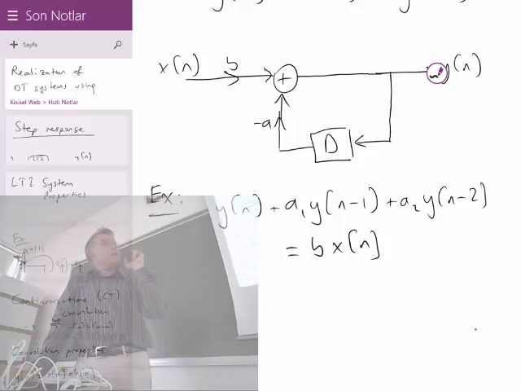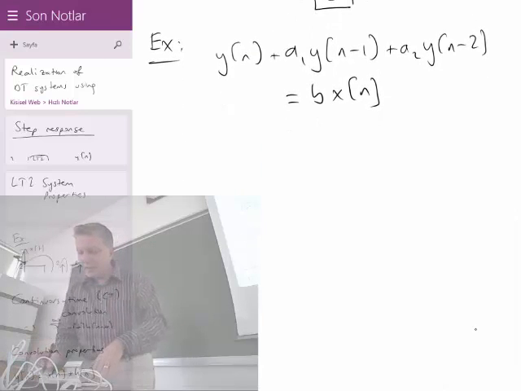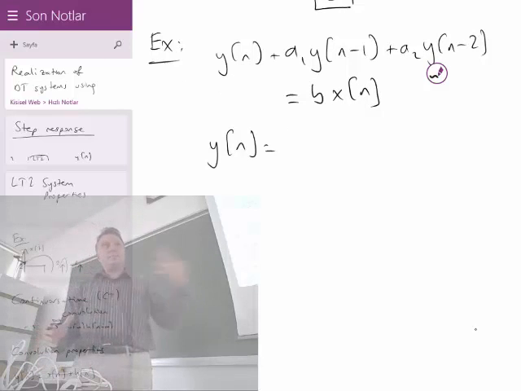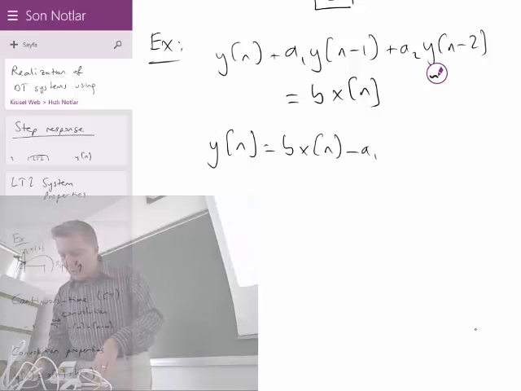The first one, the top example, was a first order difference equation, like the first order differential equation. This time we have a second order difference equation. We not only have y of n minus 1, but we also have y of n minus 2 as well. So how are we going to implement it? From here, the way to proceed is to write y of n isolated, and at the right hand side we have b x of n minus a1 y of n minus 1 minus a2 y of n minus 2. Okay?